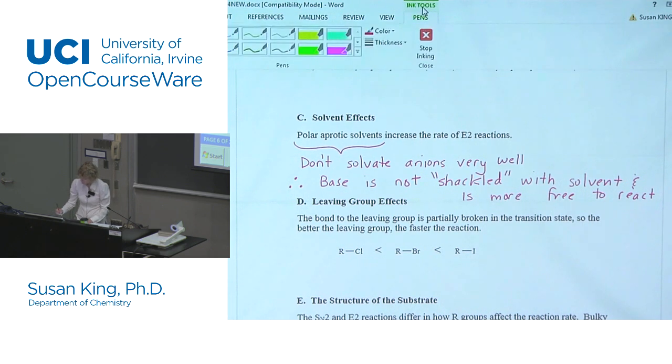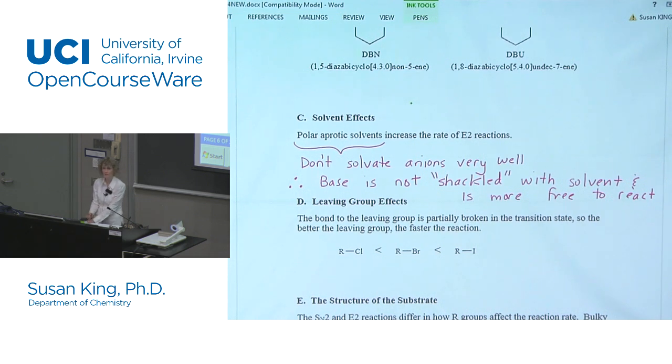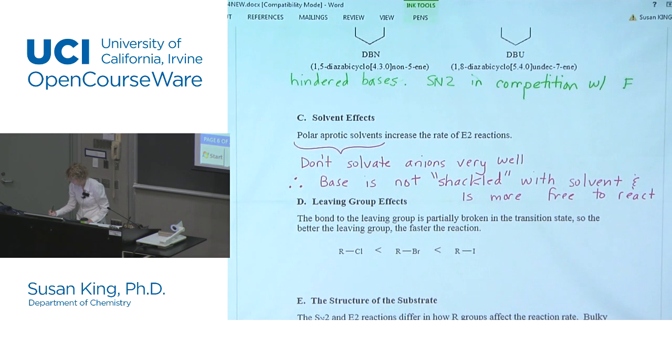And by the way, I don't use DBU and DBN very often, but those are used when you want just an elimination to happen and not any substitution, because the two are going to be in competition with each other. And so these are hindered bases. The SN2 is in competition with the E2. And if you have a very hindered base, what's that going to do to the SN2 reaction? Everybody remember that from chapter 7?